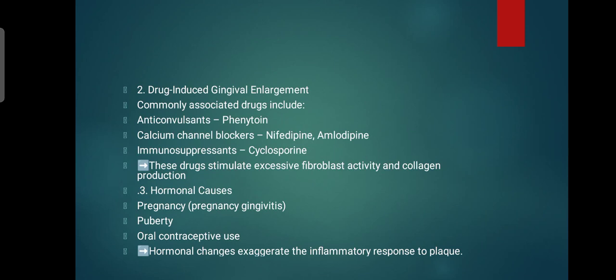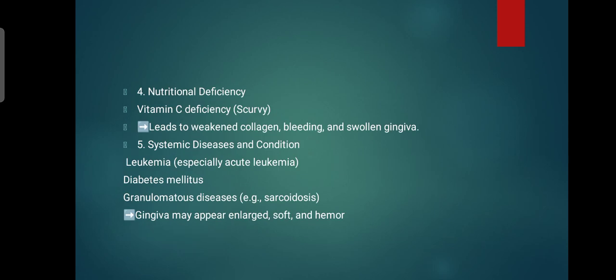Hormonal causes can also cause gingival hyperplasia, such as pregnancy, puberty, and oral contraceptive use. Hormonal changes exaggerate the inflammatory response to plaque. Nutritional deficiencies such as vitamin C deficiency can result in scurvy, and in scurvy the collagen is weakened, and bleeding and swollen gingiva occurs.